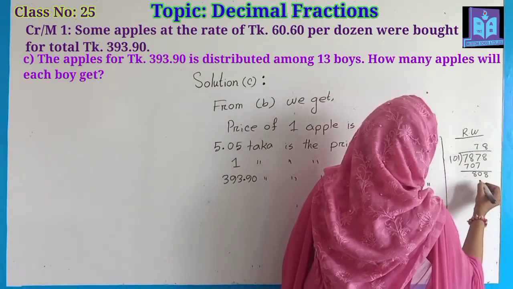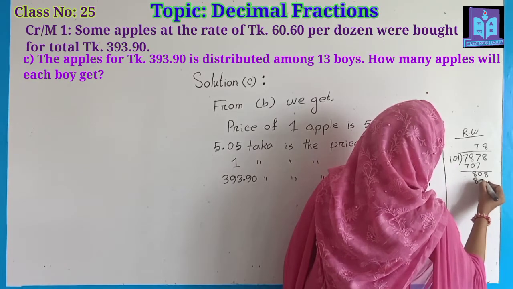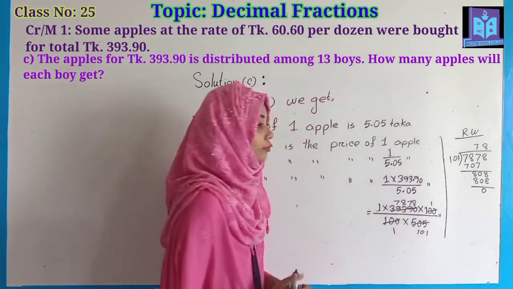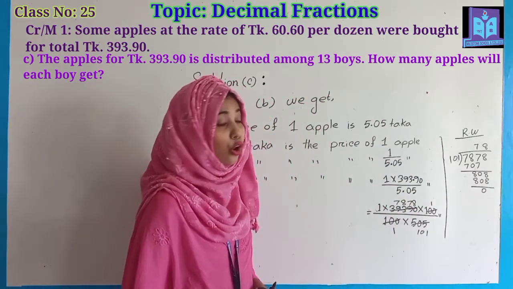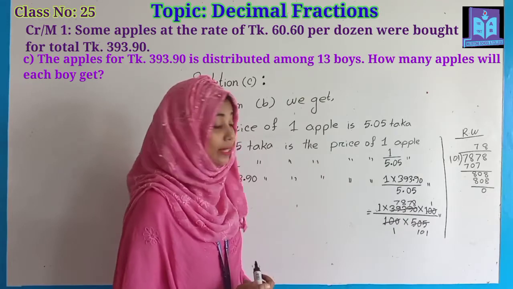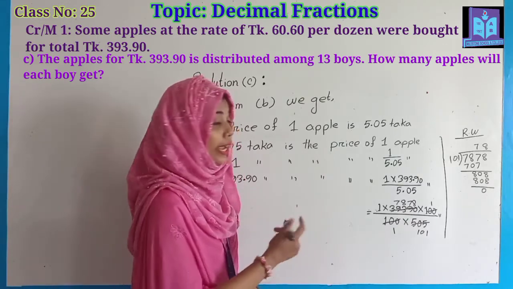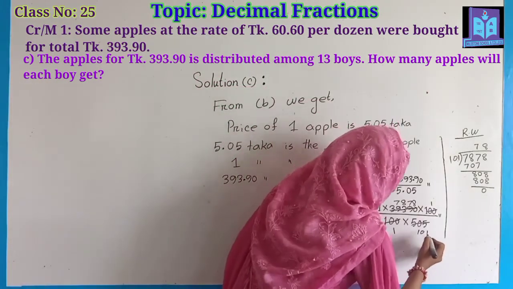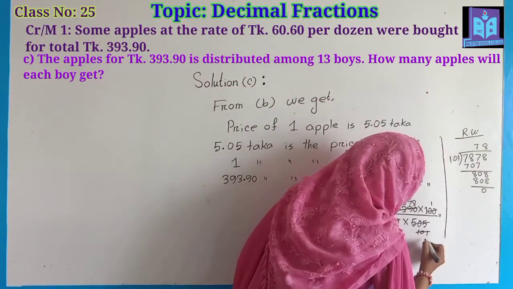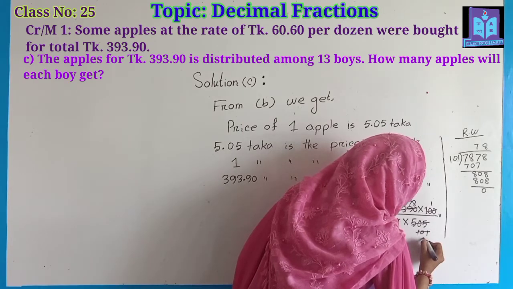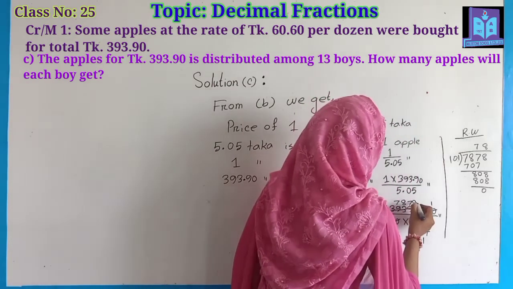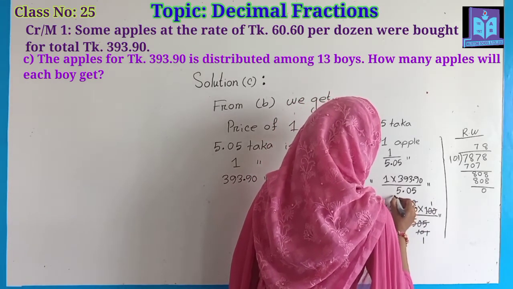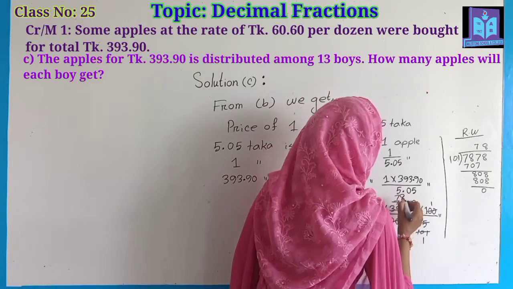101 into 8, that means our product will be 808. There is no remainder. So we got the quotient. It means 7,878 is divisible by 101. So 101 divided by 101, our quotient is 1. 7,878 divided by 101, our quotient is 78.